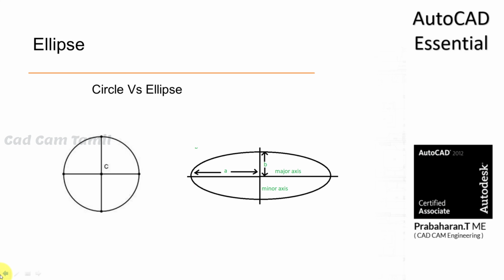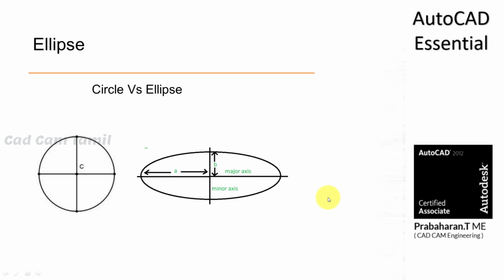A circle has a constant radius around 360 degrees. An ellipse has a uniform radius around 360 degrees. Constant is different, uniform is different. So in an ellipse, at each and every angle, the radius keeps on increasing in a uniform order. That is why we say an ellipse has a uniform radius around 360 degrees.